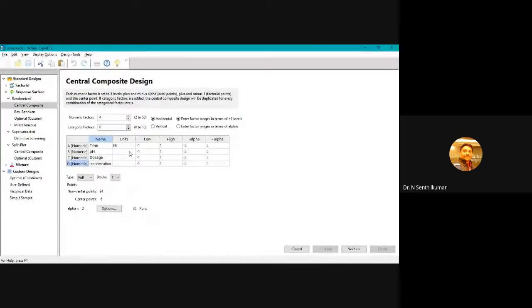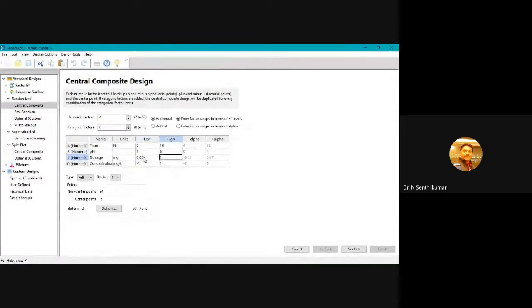There is no unit for pH. For dosage, they have given it as milligrams. And for concentration, milligram per liter. The ranges that they have taken for time is 6 to 10. I am not going to provide anything as we have presented in Taguchi. 3 levels or 4 levels I am not going to provide. Only the low and high values I am going to provide. For pH, they have considered only 1 and 3. And for dosage, 0.06 and 0.1 they have considered. And concentration, 10 and 30 they have considered.